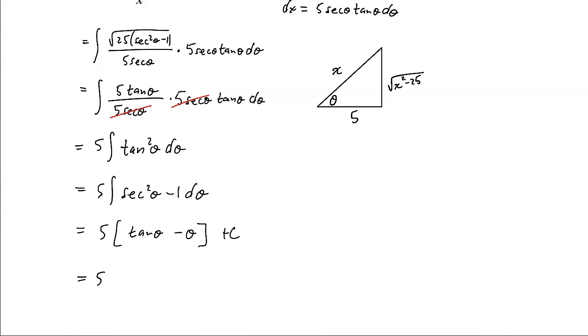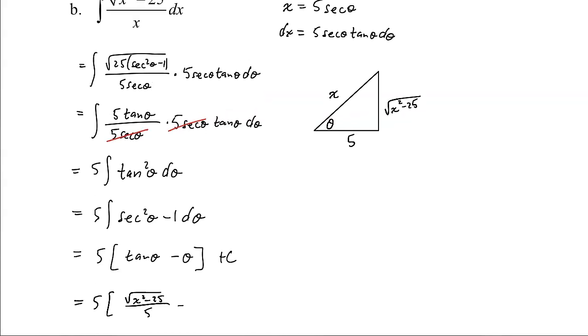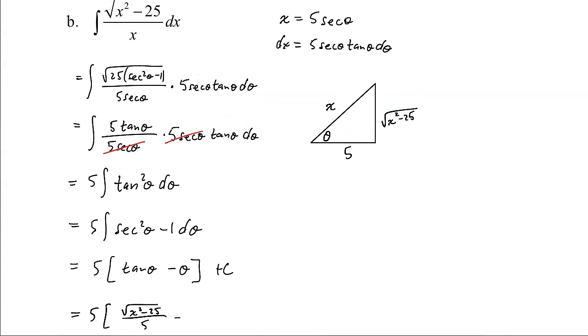So 5 tangent is opposite over adjacent, so root x squared minus 25 over 5 minus theta. Now, I have a relationship between theta and x, and that relationship is that x equals 5 secant theta. So the way that I'm going to rewrite this, what that means for me then is that x over 5 equals secant theta. So then arcsecant of x over 5, right, secant inverse, must be my theta. And that's all they're going to be looking for.